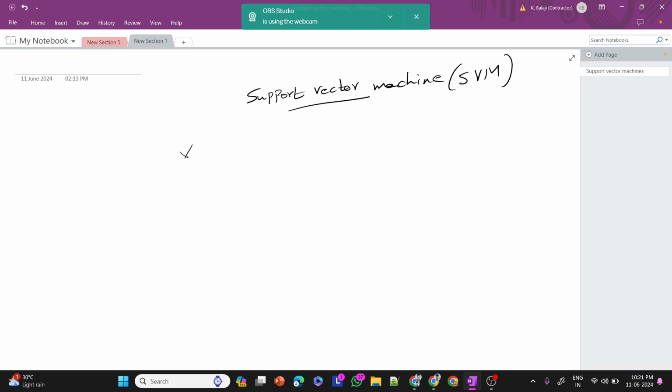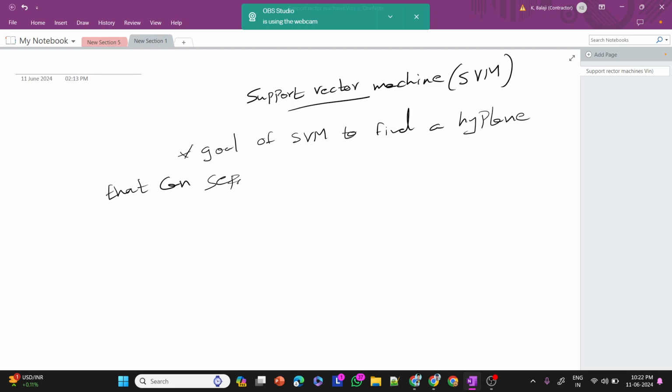The goal of SVM is to find a hyperplane that can separate a group of data points in an n-dimensional space.